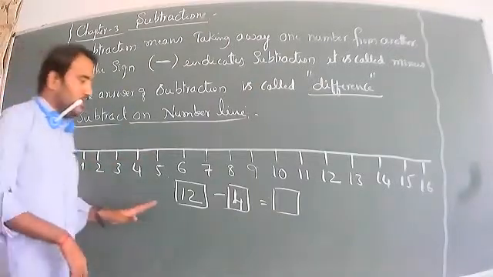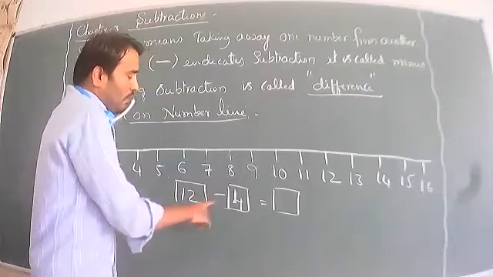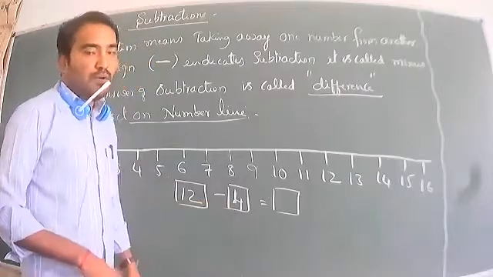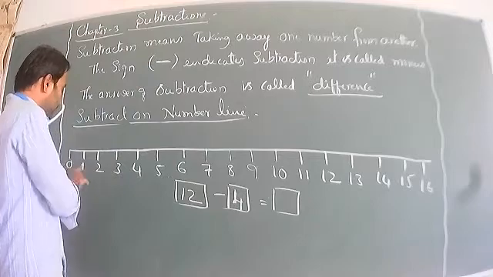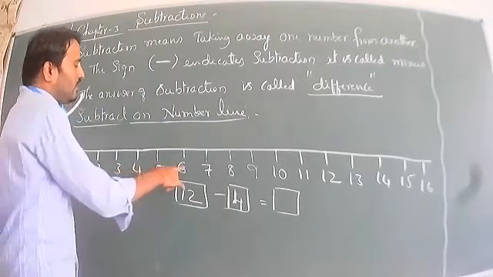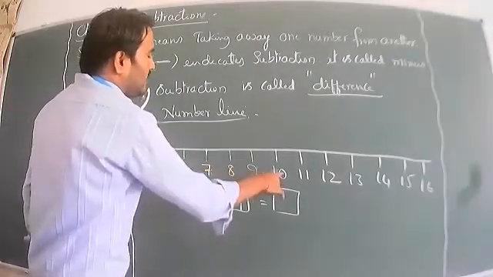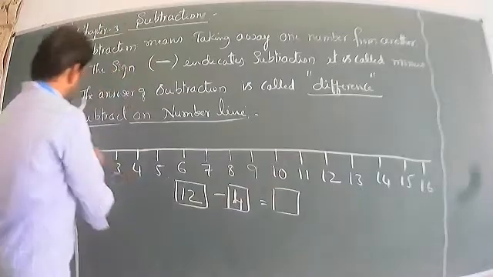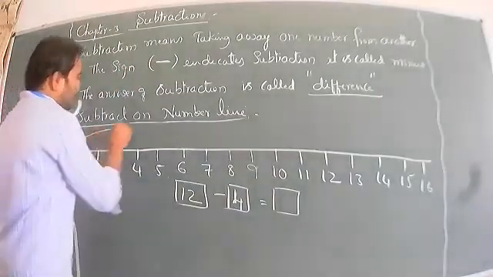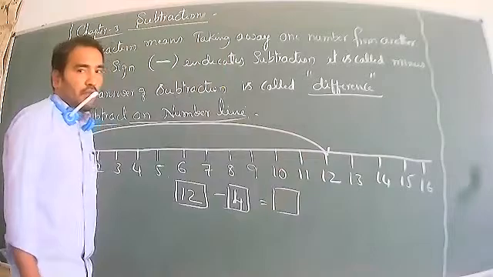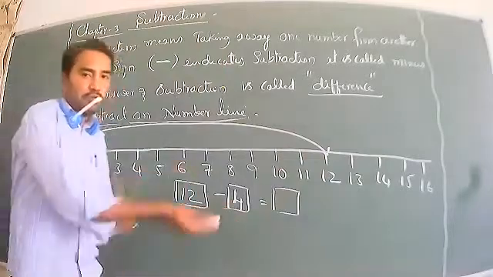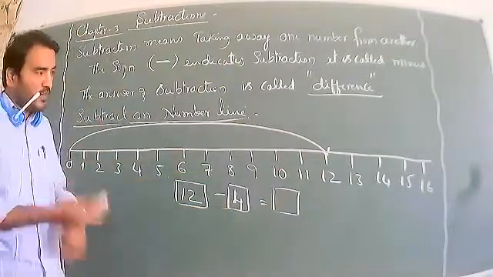In this number line, we can subtract 12 minus 4. First we have to count from 0 up to 12. 0, 1, 2, 3, 4, 5, 6, 7, 8, 9, 10, 11, 12. First we have to go to 12. Now 4 we have to come back.